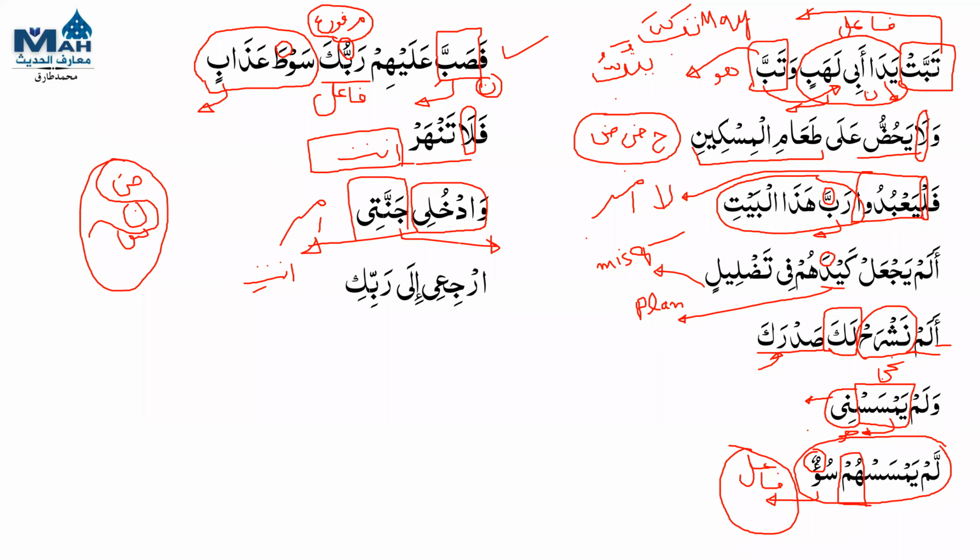Next. ارجعي إلى ربك. What is the fi'l? Irji'i, fi'l amr. The fa'il is anti. Translate the sentence. Return to your Lord. You return to your Lord. You should pronounce 'you' because the fa'il in irji'i is the pronoun you. It should be apparent here also. You enter in my paradise. Alhamdulillah. I hope you are going very well.